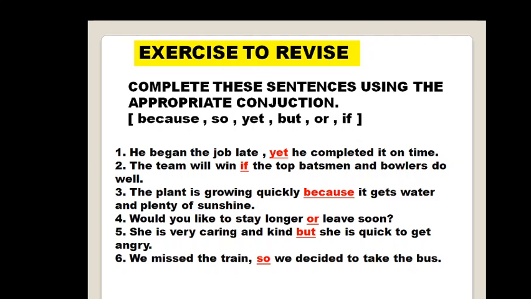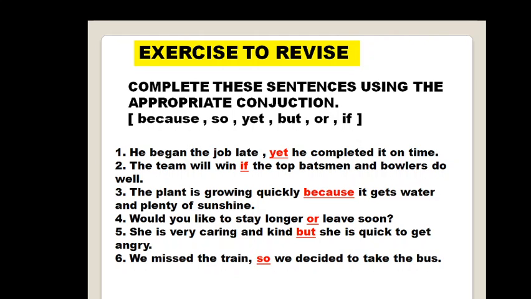Fifth, she is very caring and kind, dash, she is quick to get angry. Caring and kind. Quick to get angry. These two are the two opposite ideas. To express two opposite ideas, the conjunction is but.